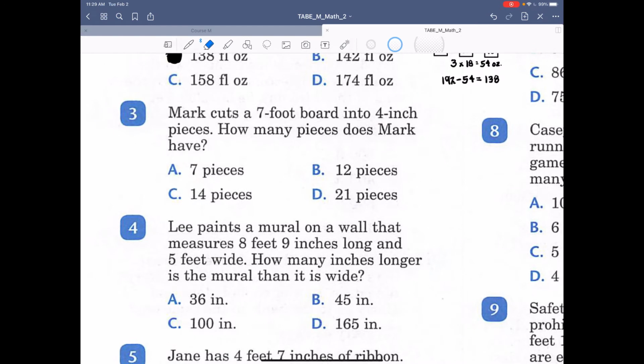Okay, number 3. Mark cuts, that's breaking down, so I suspect already it's either subtraction or division. Mark cuts a 7-foot board into 4-inch pieces. How many pieces does Mark have?